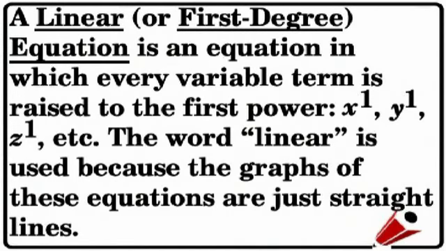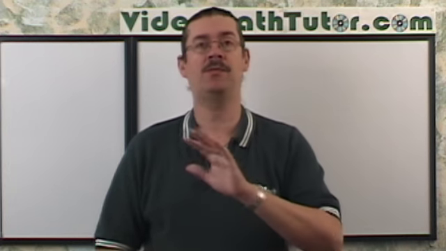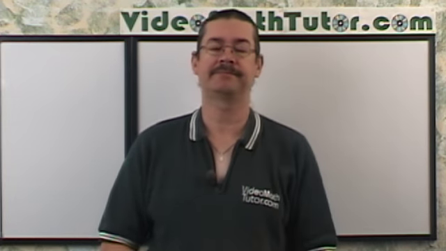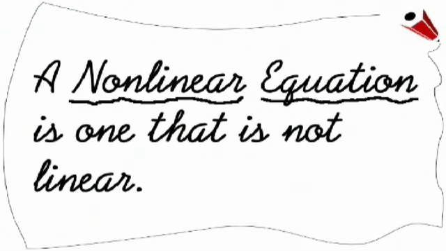A linear or first degree equation is an equation in which every variable term is raised to the first power. X to the first, y to the first, z to the first, etc. The word linear is used because the graphs of these equations are just straight lines. But we won't do any graphs in this lesson, don't worry about it. A nonlinear equation is one that is not linear.